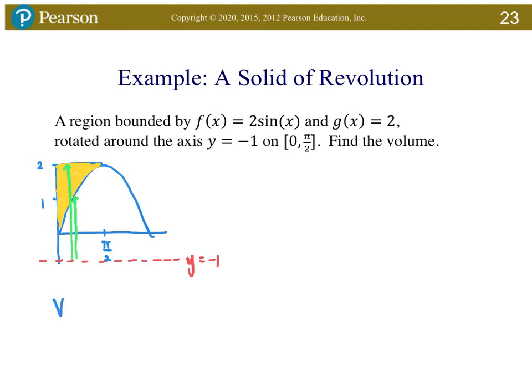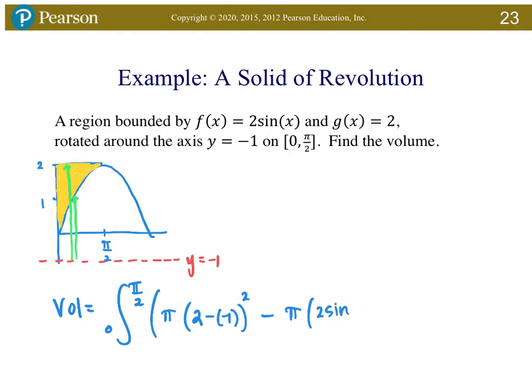So we'll set up our volume. Our volume will go from 0 to pi halves, as indicated in the question. Parentheses, pi, parentheses, and then 2 is the function farther away from the axis of rotation, minus the axis, which is -1, that quantity squared. And then minus pi times the inner axis, which is 2 sine x, minus -1, that quantity squared dx.